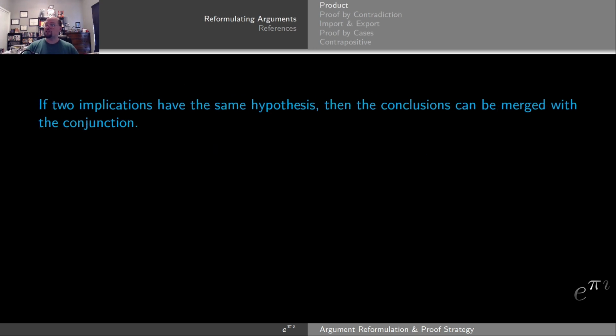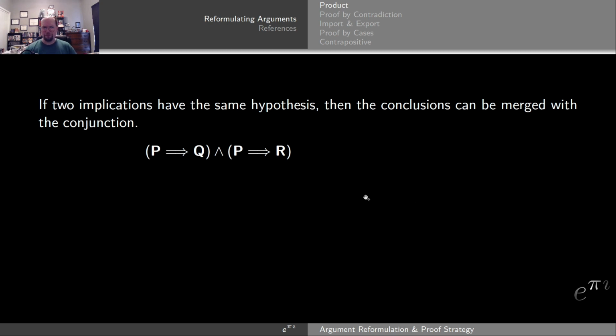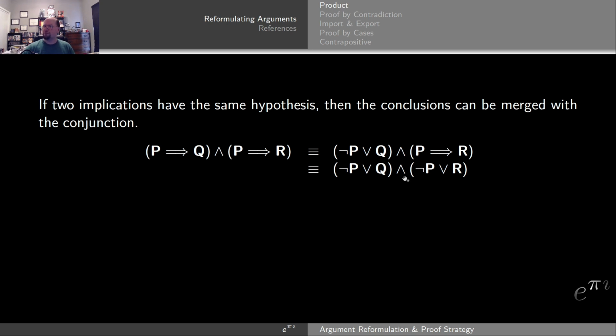If two implications have the same hypothesis, then the conclusions can be merged with the conjunction. That is, if P implies Q and P implies R, then I can rewrite the two implications as negation of hypothesis disjunction conclusion. For the first one, that gives me negation of P disjunction with Q. For the second one, that gives me negation of P disjunction with R. But notice, in both groupings, I have negation of P disjunction involved, with a conjunction in the middle. This looks like the result of the distributive law, which is reversible as an equivalence.